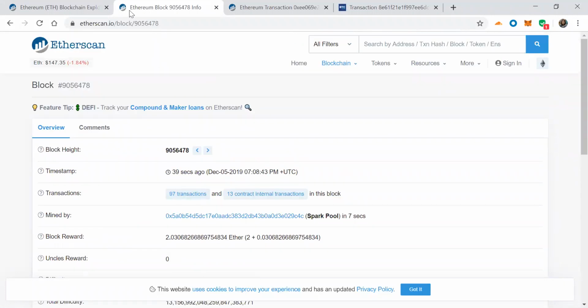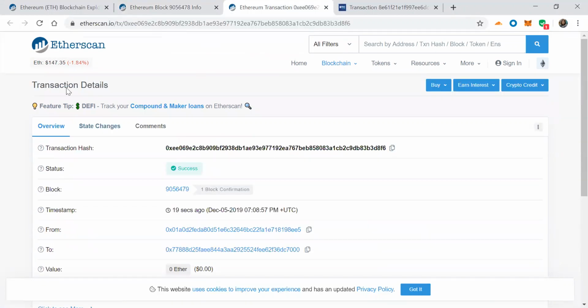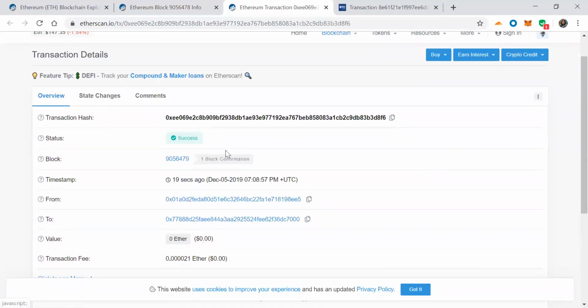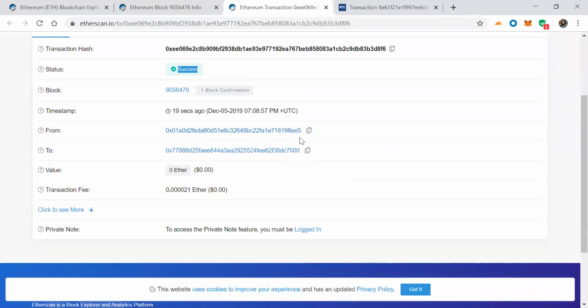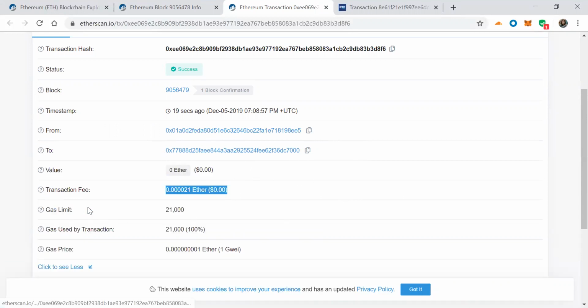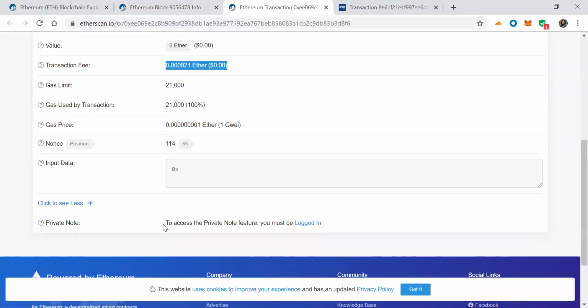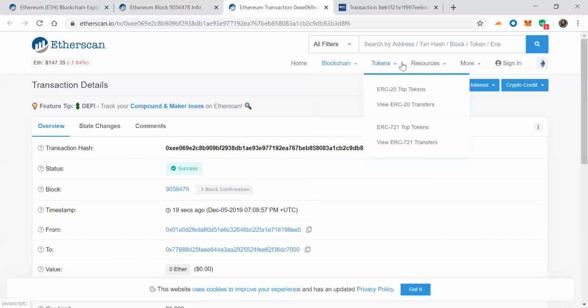We can also see the transaction. These are the transaction details. What does a transaction detail of an Ethereum-based blockchain have? It has a transaction hash. The status is success, so your transaction was successful. From, see, this is the address from whom the transaction has been made, and to whom the transaction has been made. This is the value. This is the transaction fee, gas limit, everything that you can see. So this is just some basics.